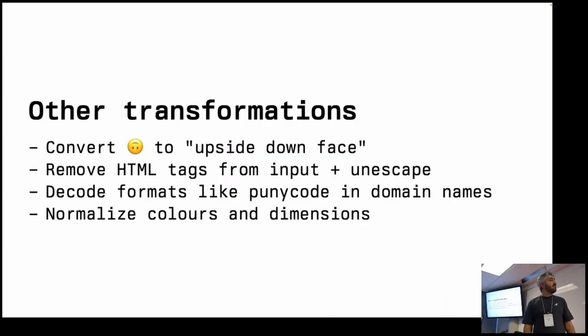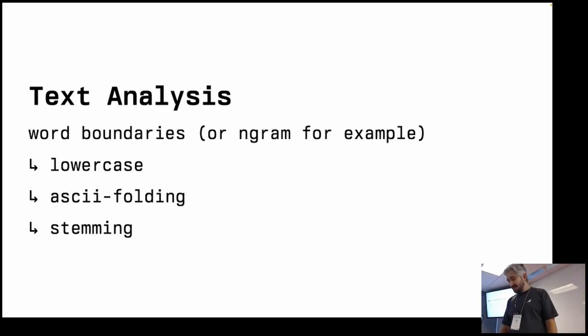Other things to bear in mind. If people are putting emoji in the text, you might want to convert that to upside down face, although I don't know that people are typing emojis in search boxes. This depends on your use case. If you're indexing web pages, you might want to remove HTML tags. You might want to unescape things. You might want to decode formats like Unicode, where the actual string that you're searching is not the string that someone would type that corresponds to it. I worked in e-commerce for a while, so colors and dimensions were very important. If one listing is in feet and the other is in meters, maybe you recognize that and treat it as the same. These will all depend on your use case.